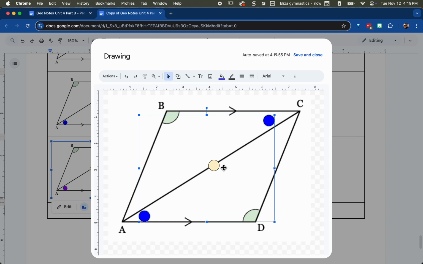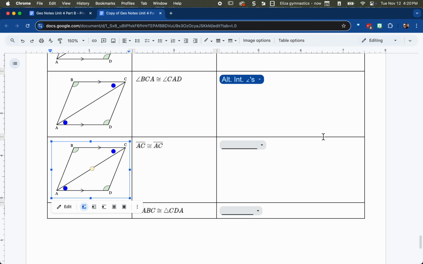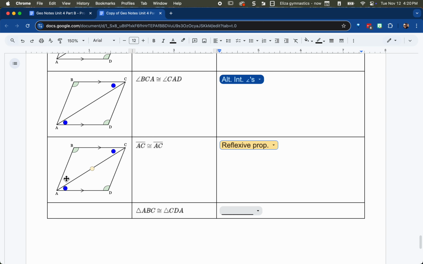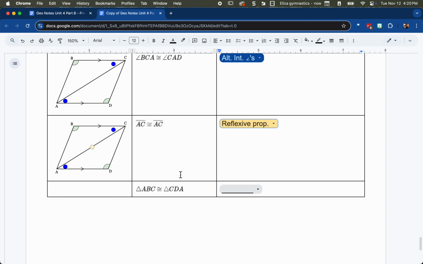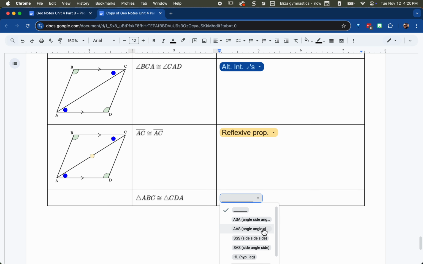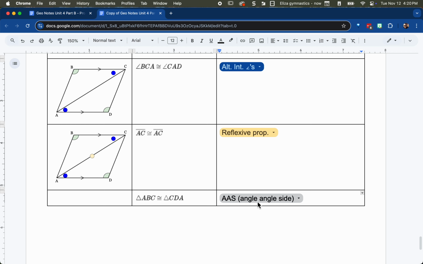And one more time, we have the same kind of thing where we have a reflexive property on this overlapping side in the middle. So that's the reflexive property, like a reflection of yourself. This gives me enough information because I have 2 angles and a side, 2 angles and a side, and the side is not in between the angles, but instead it's kind of opposite these green angles. So that's going to be angle, angle, side.